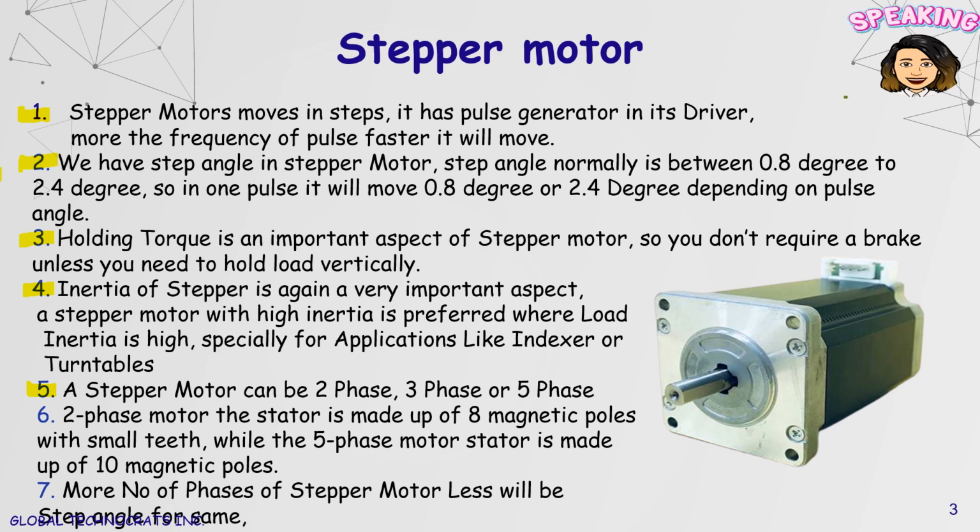A stepper motor can be two-phase, three-phase or five-phase. In a two-phase motor, the stator is made up of 8 magnetic poles with small teeth, while the five-phase motor stator is made up of 10 magnetic poles. The more phases a stepper motor has, the smaller the step angle.